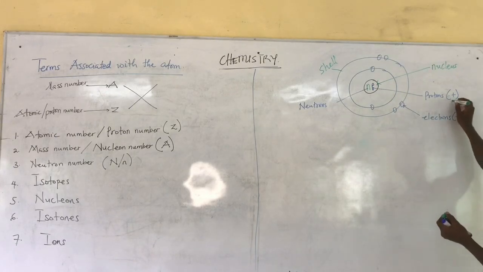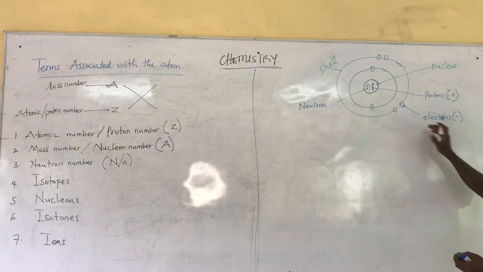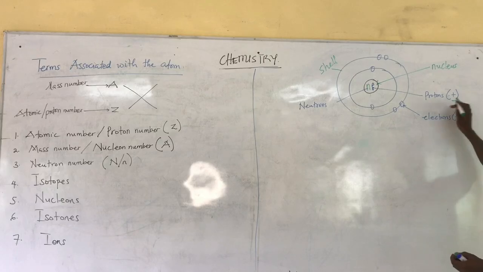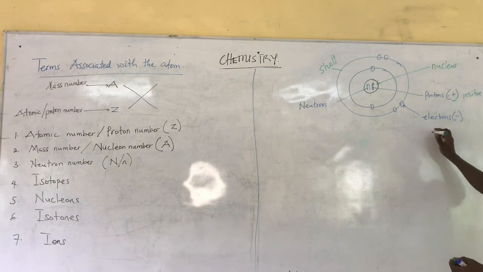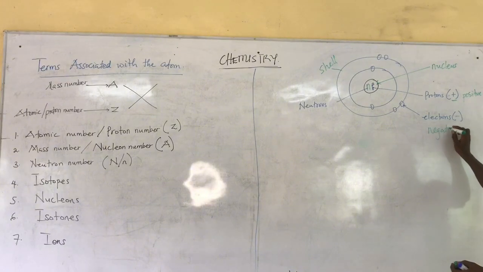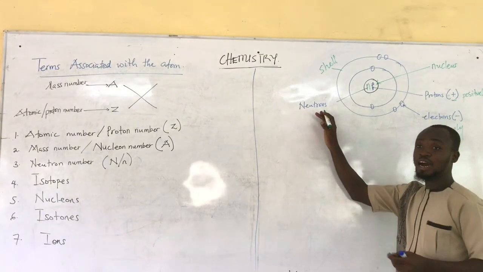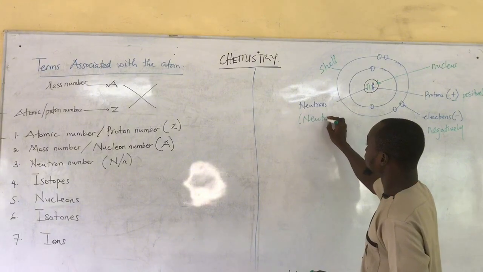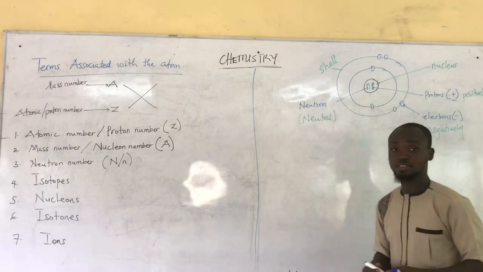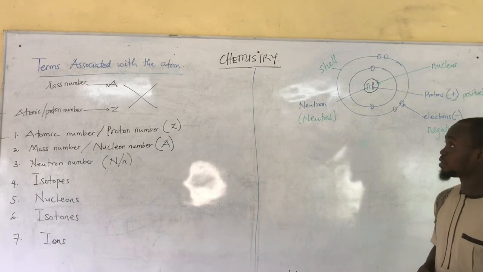I've indicated the charge of the proton here. The protons are positively charged in nature, and the electrons have a negative charge. So the protons are positive, and the electrons are negative. These are negatively charged particles, and these are positively charged particles. The neutrons carry no charge. They are neutral particles. So that is the modern ideology of the atomic structure.